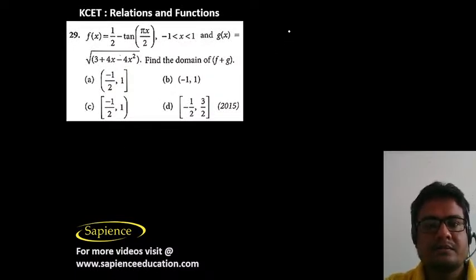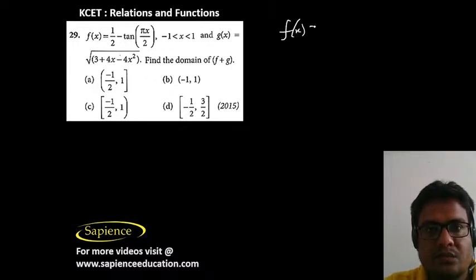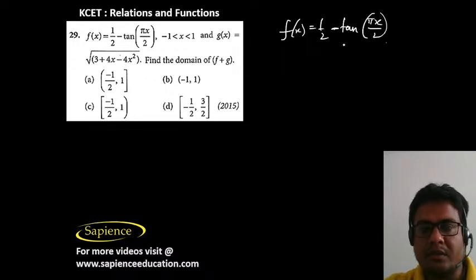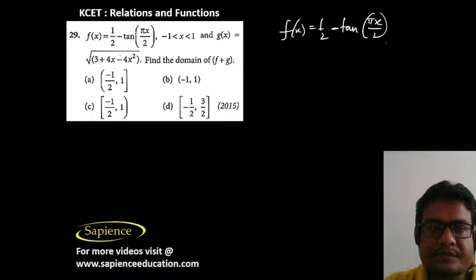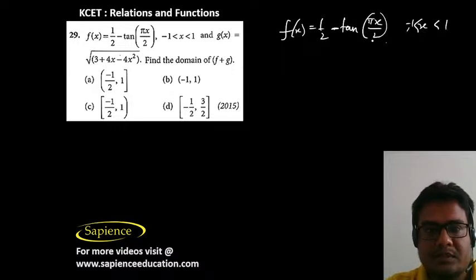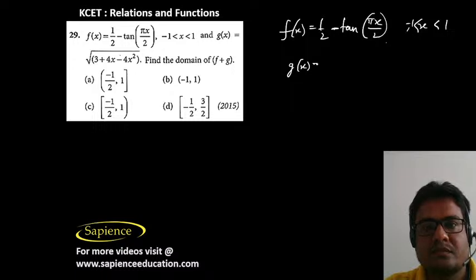Then here f of x is given as half minus tan pi x by 2, where x is greater than minus 1 and less than 1, and g of x is equal to square root of 3 plus 4x minus 4x square.